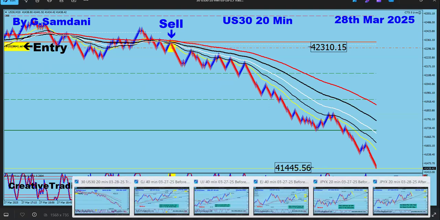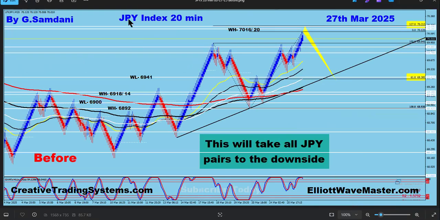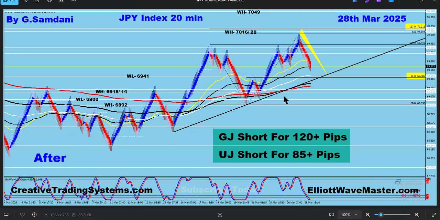So I just wanted to show you, all yen pairs went down on Friday. Why? Because this is the chart I made. See this yen index 20-minute chart? I said that first I had this from here to here, and they all went up. Now this one, see, this is supposed to happen, and when it is coming down, this will take all yen pairs to the downside. And that's why, let me show you the chart. This chart ended up like this.